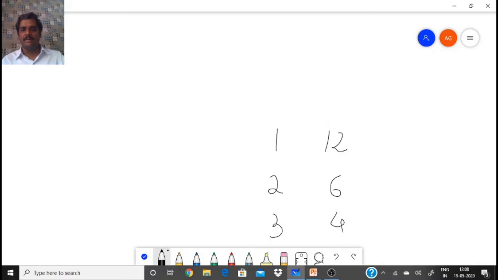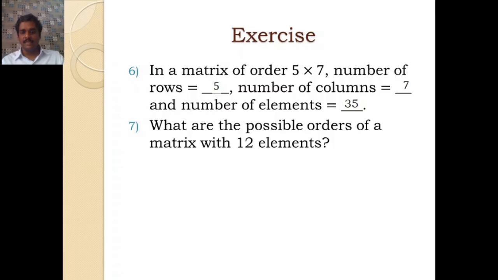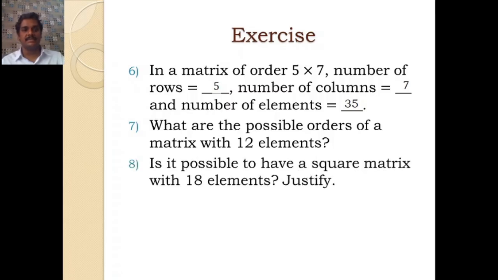So what will be the possible orders? The possible orders are 1 by 12, 2 by 6, 3 by 4, and also 12 by 1, 6 by 2, 4 by 3. Since we know 1 by 12 is not the same as 12 by 1, both matrices are two different matrices. Let's move to the next exercise.